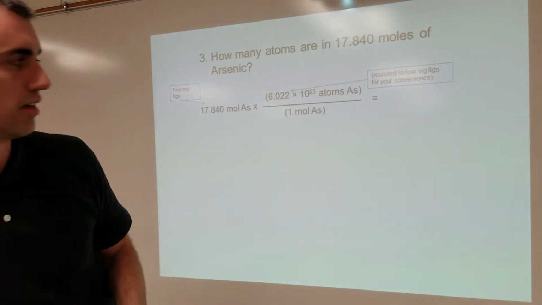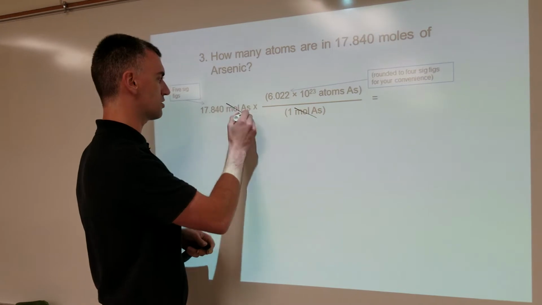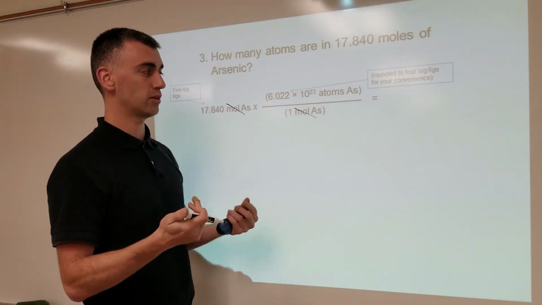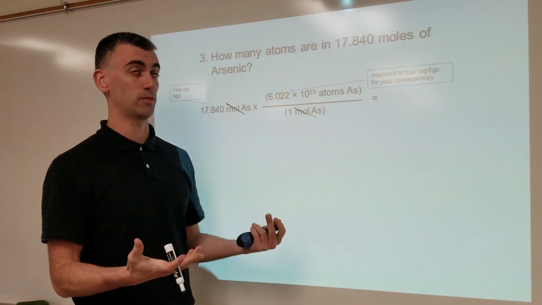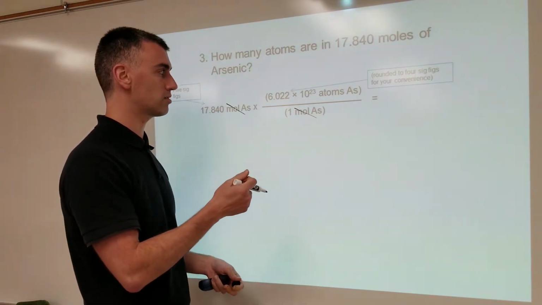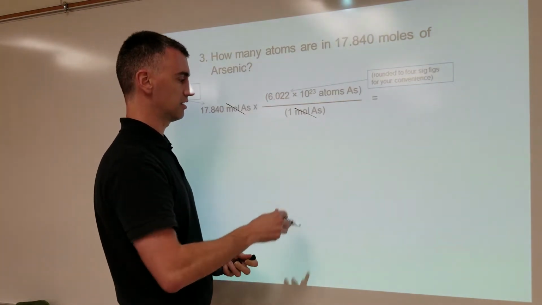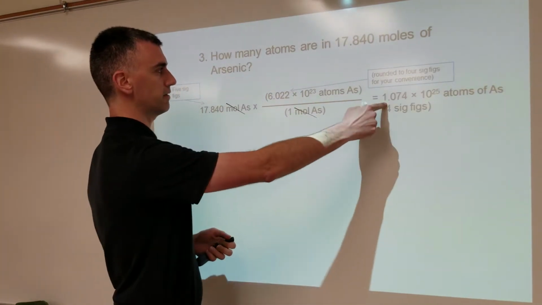I'll even grab a pen, and this is something good to do: you put a slash through the units that cancel as you do these calculations, so that you know what you've canceled and what you're not canceling, and what therefore will be remaining in your final answer. So atoms of arsenic remains. This times this equals that, the final answer.